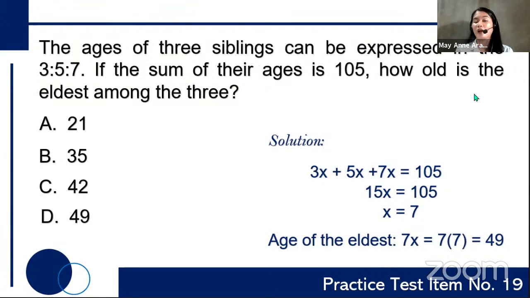Pag sum lang, just add these numbers, then divide by the sum. O, yun na yung x. Then, don't forget to multiply kung saang number yun. O, since eldest to, 7. Sa 7 tayo mag-multiply. If youngest, ay di sa 3. Pag sa middle naman, ay di sa 5. So, the answer is 35. Pag naman sa youngest, ay di 21. Ano? Okay. Or the answer is letter D.